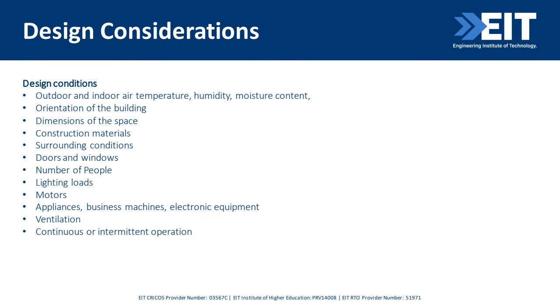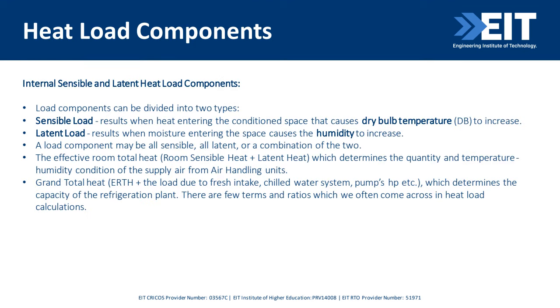Design considerations you have to take into account are outdoor and indoor air temperature, as well as humidity and moisture content. There's the orientation again, and we talked about the dimensions. Construction materials are going to have an impact on the insulation. Watch the surrounding conditions, the doors and the windows. We talk about the heat coming in, how many people are working in there, what appliances there are, what sort of ventilation there is, and the operation, which can be the operation of the machines as well. Is that intermittent or continuous?